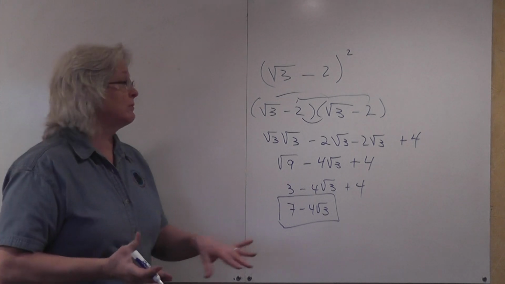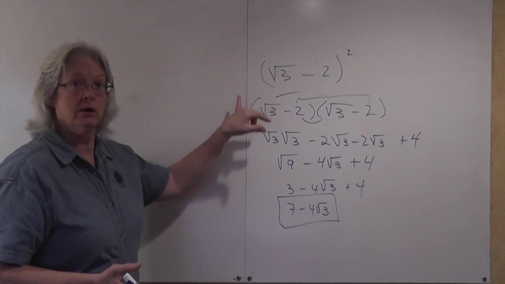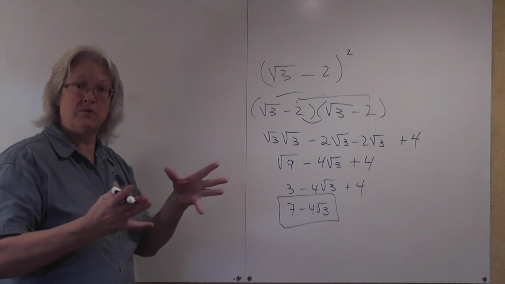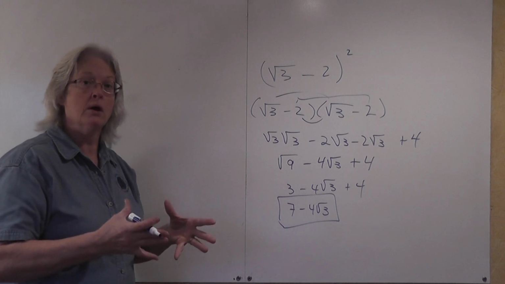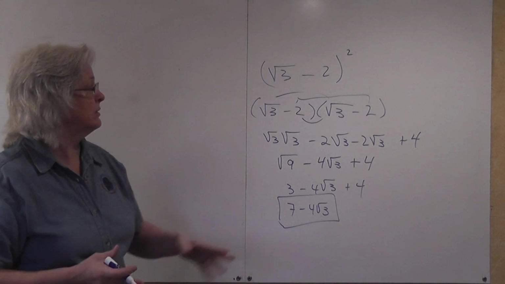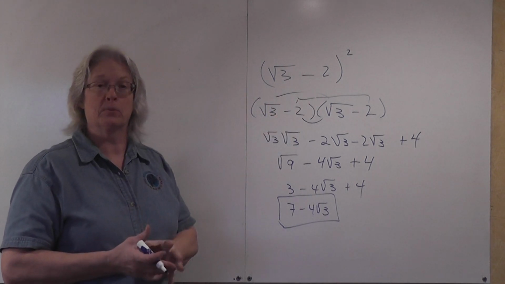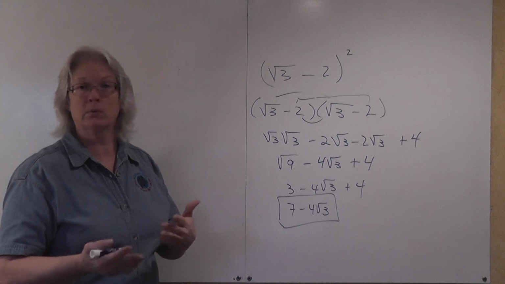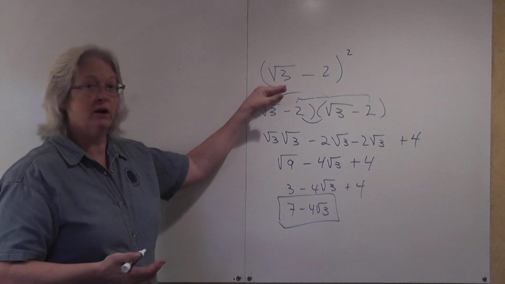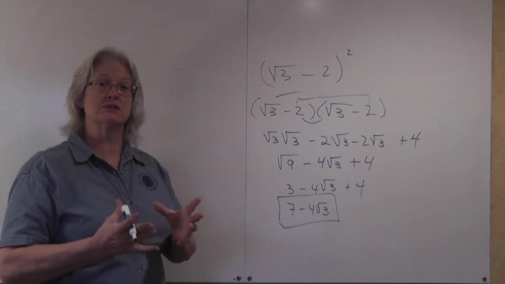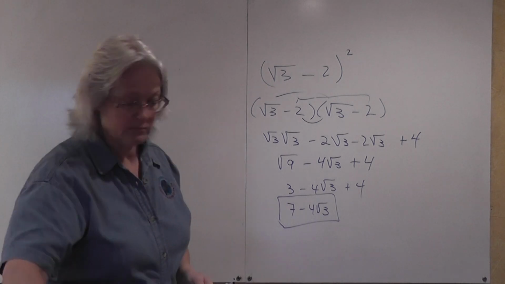And you see that we arrived at exactly the same answer by using the process known as FOIL, where we do 4 partial products together, instead of recognizing that this can be treated like a perfect square trinomial. Either way works. They're trying to get you to recognize patterns to save yourself some time.